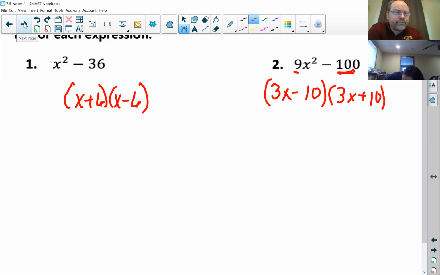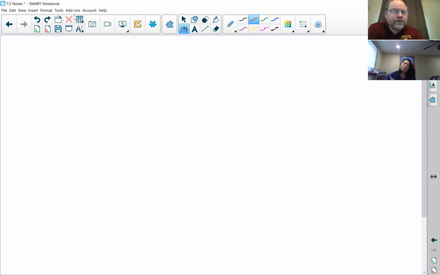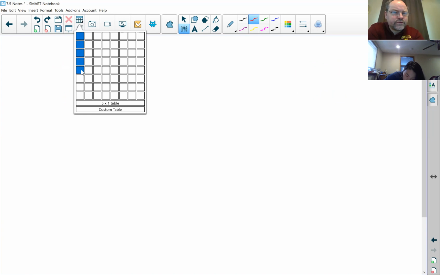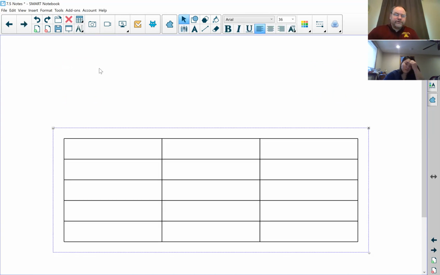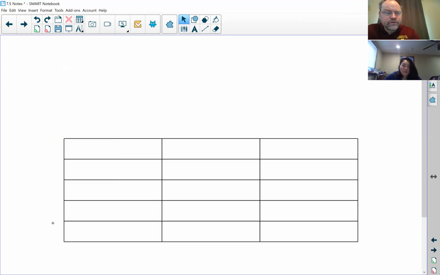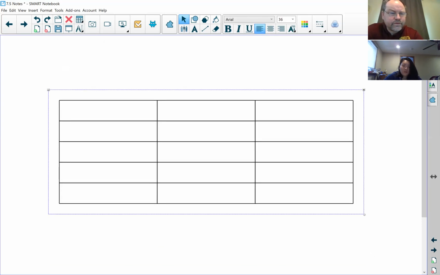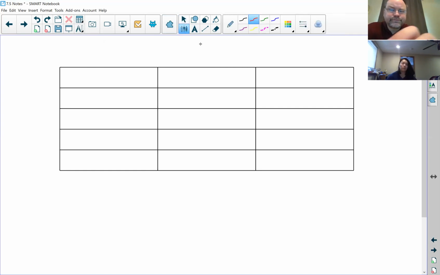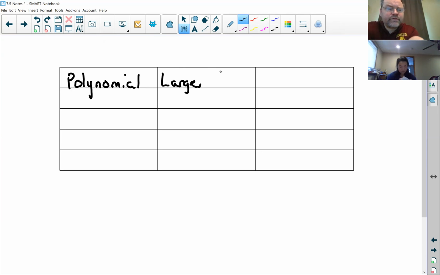All right, one other thing that might be helpful as you're doing these problems, I'm going to put a little chart here. Larger factor, smaller factor.